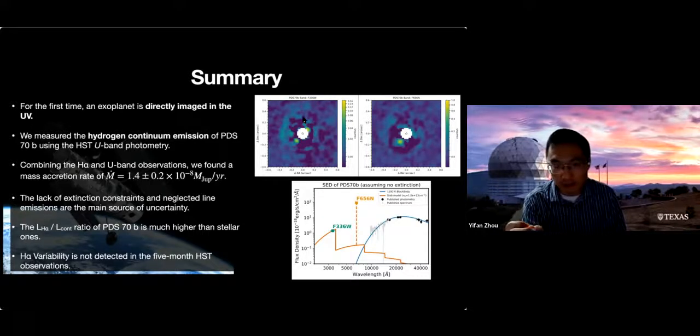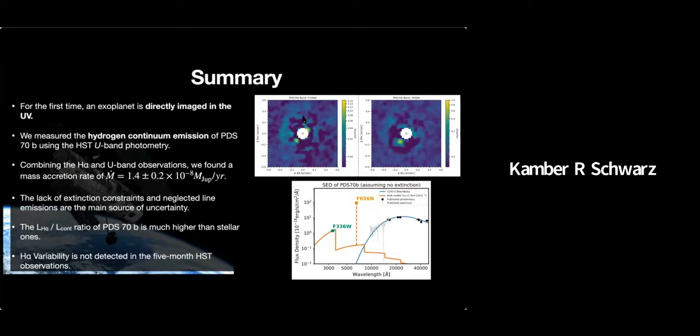I think the way forward here is to have multiple accretion-related features, for example H beta and perhaps other hydrogen emission lines. After we get that, it can give us a better observational constraint on the temperature and the filling factor for the accretion shock.